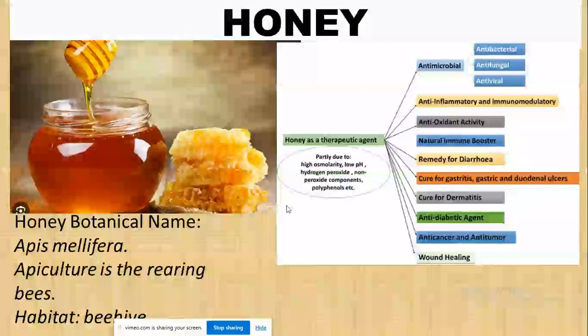The process of rearing bees is what we call apiculture, and we have the botanical name Apis mellifera. So that is the botanical name of honey. It is very good for our body. It is a multi-purpose food that serves as a medicine. It can cure anything.